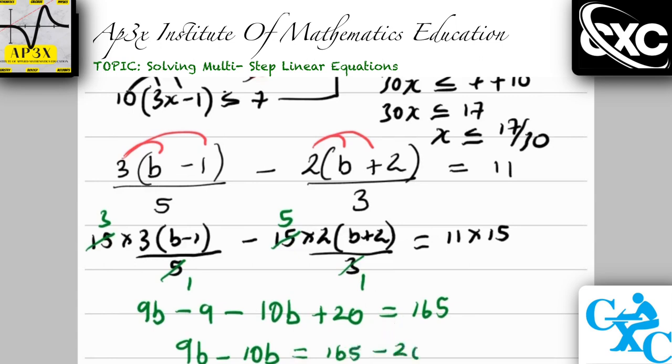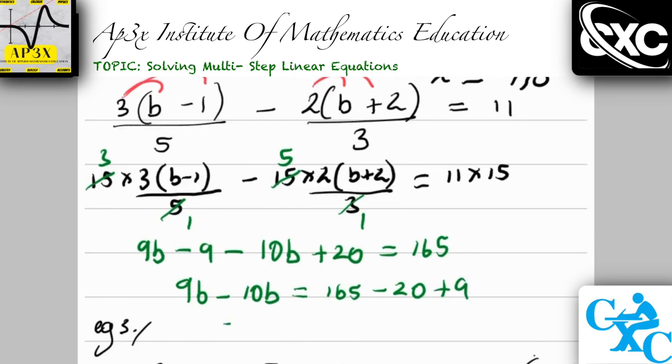That's minus 20, and I'm going to transpose the minus 9. It's going to become plus 9. So 9b minus 10b is negative b. This is what I was trying to avoid. I never like to have a negative sign in front of my subject, but nevertheless, that's what we have. Negative b is equal to 165 minus 20 is 145, and 145 plus 9 is equal to 154.